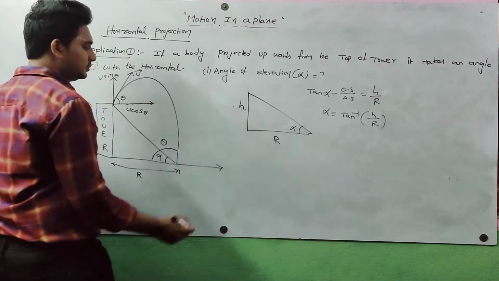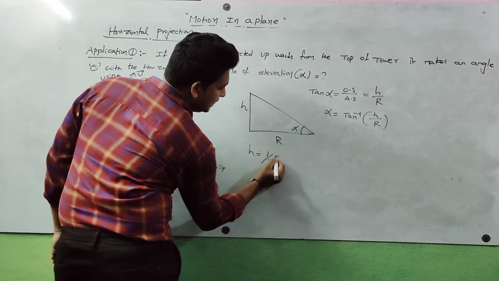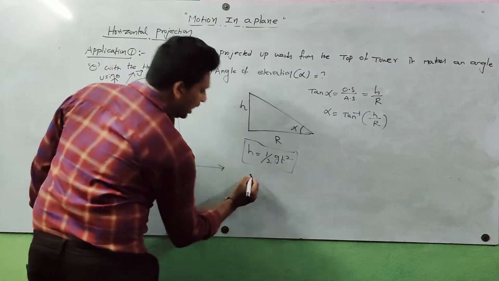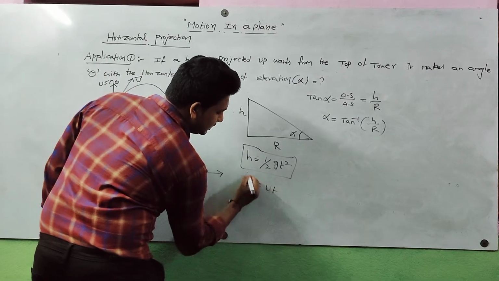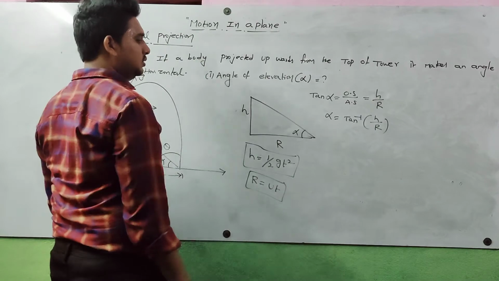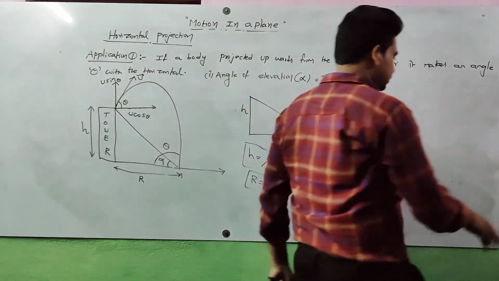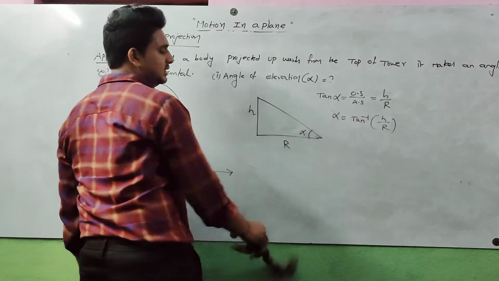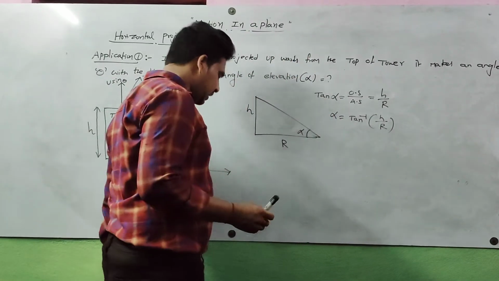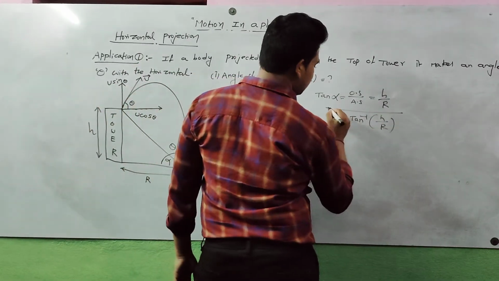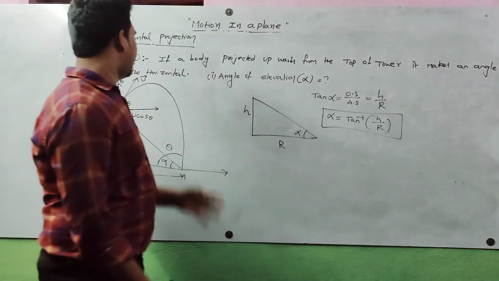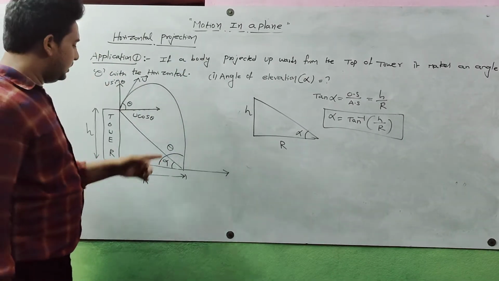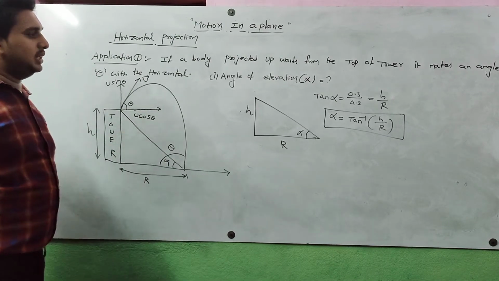Here h means half g t square, and r means u into t. So this is a formula here. If you consider these formulas, otherwise simply consider alpha is equal to tan inverse of h by r. So we got tan alpha, that is alpha, called the angle of elevation. Then theta is the striking angle.